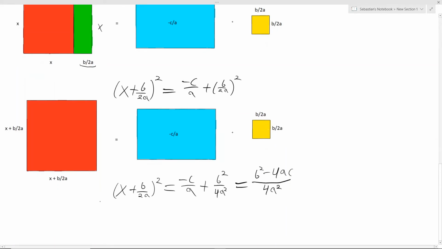So next step after that, since we have one fraction here, is we can take the square root of both sides. And we have to remember when we take the square root to keep both the positive and the negative roots. So that means this is equal to plus or minus the square root of b squared minus 4ac all over 4a squared.